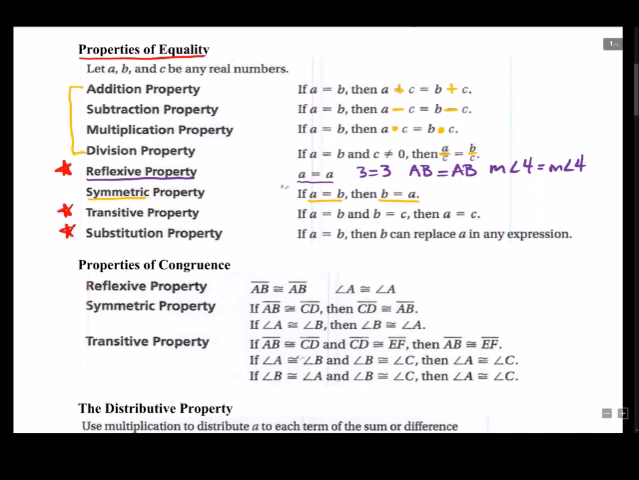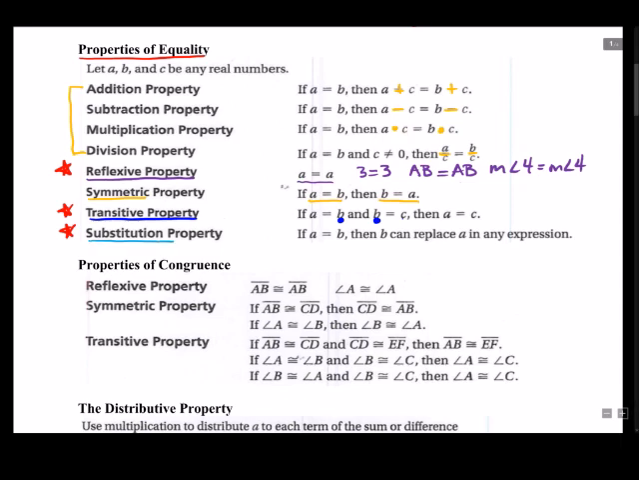Now, the next two, though, the transitive property of equality and the substitution property, these are two we will use all the time, and these two are also kind of difficult to tell apart. The transitive property of equality, and you've seen this, I'm almost certain, says that if A equals B and B equals C, then A equals C. And you notice here that we have something repeating in both of them. And we simply cut out the middleman and say that A equals C.